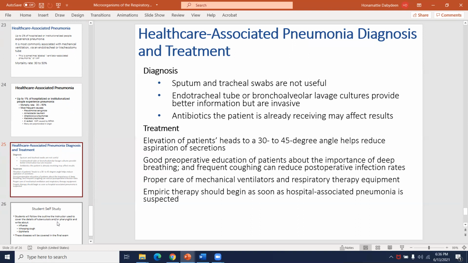How do we diagnose these types of pneumonia? Well, most of the time, doctors might want to diagnose using some material from the endotracheal tube, maybe bronchial lavage. They wash the bronchioles and send the wash to the lab for some information, culture and sensitivity. Not easy to get that specimen, but sputum, tracheal swabs, not very, very useful because of the intubation itself.